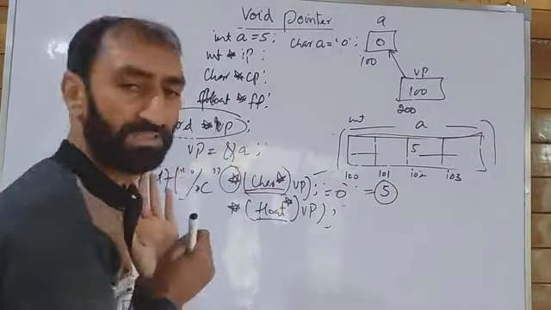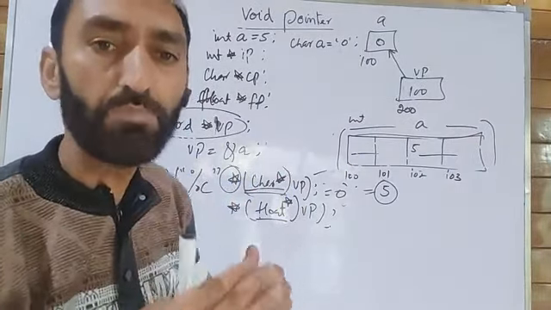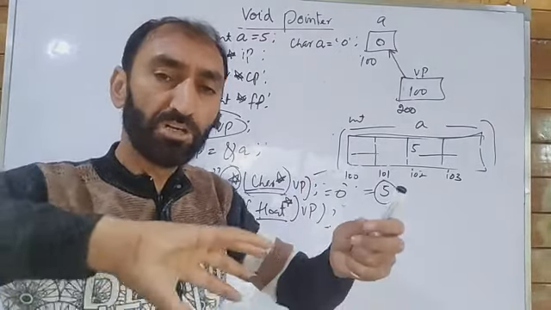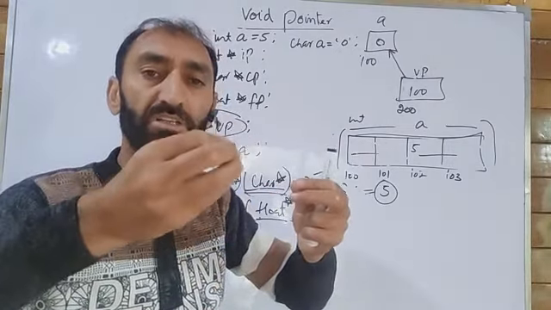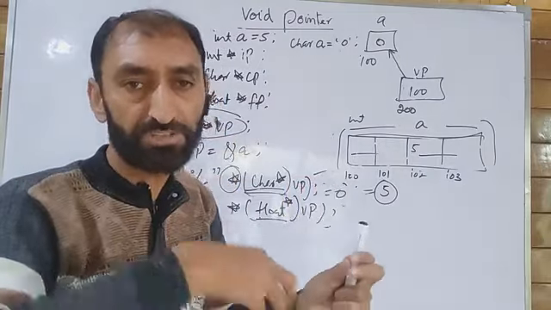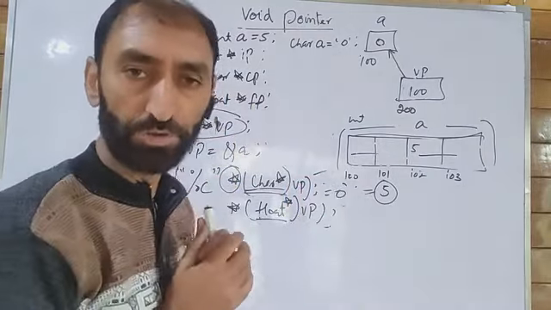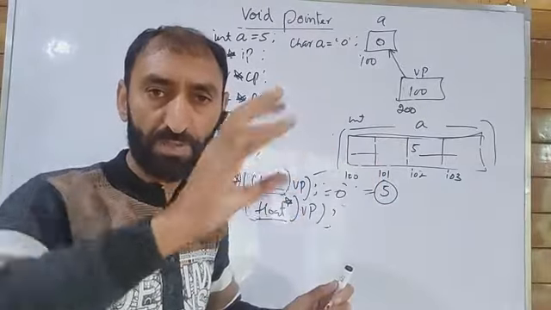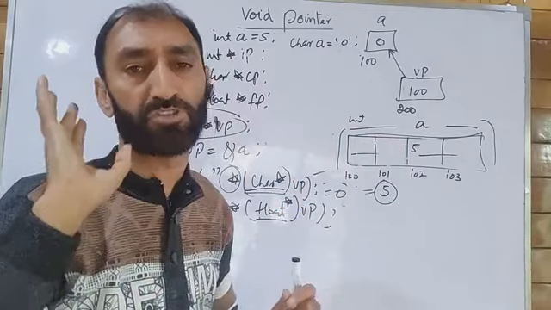So it is a generic pointer. We can also say that a void pointer is a generic pointer. We can use it to store the address of an integer data type, a character data type, or a float data type. But when we use the indirection operator, at that time we have to typecast it.